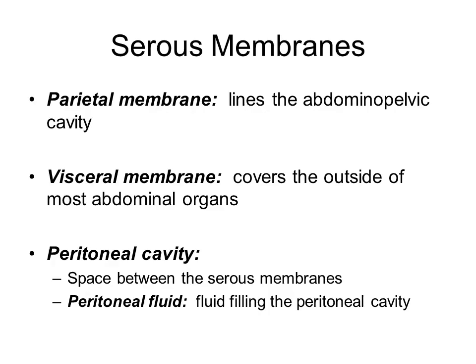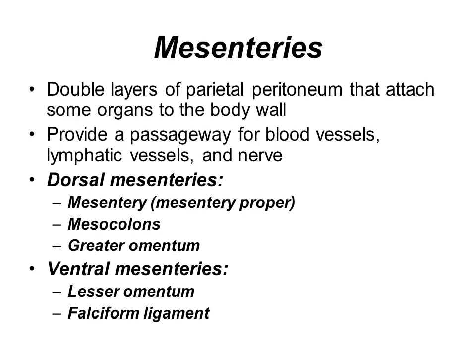Remember, you do have serous membranes that are lining your abdominopelvic cavity. You have the parietal membrane that's lining the cavity itself, and then the visceral membrane covers the outer part of most of the abdominal organs. There is space between these two serous membranes. It's filled with fluid, and that space is known as the peritoneal cavity.